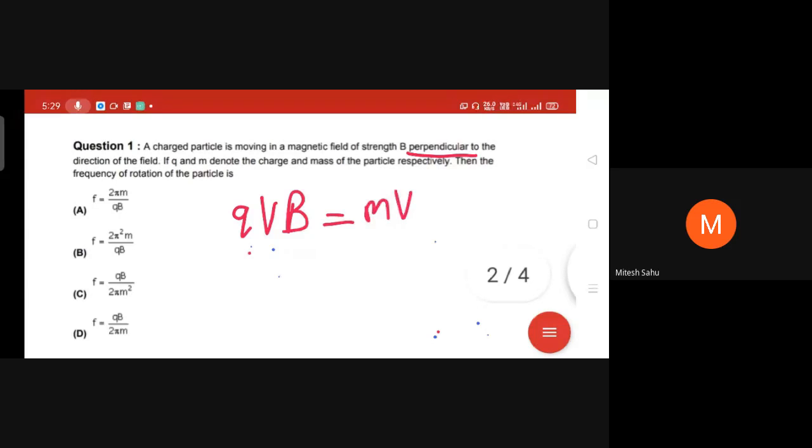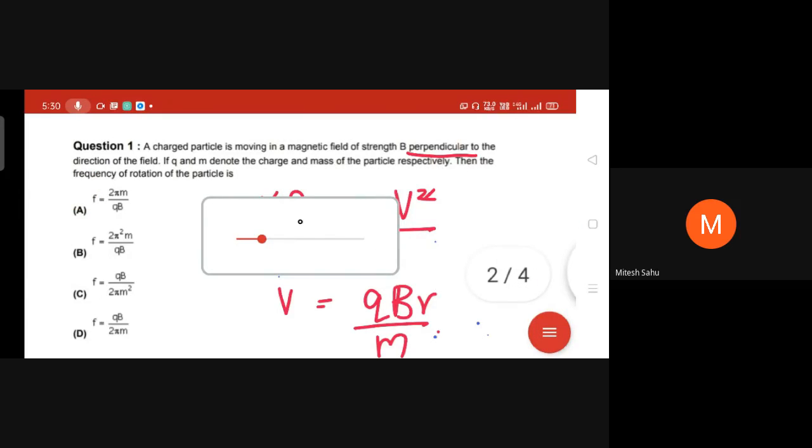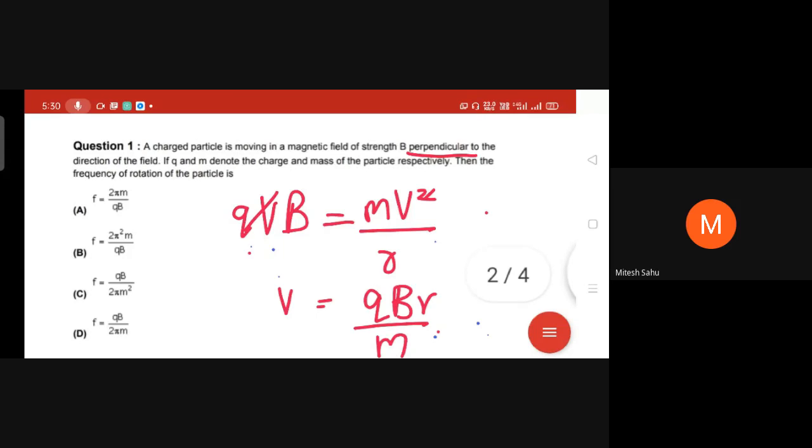Centripetal force is given by the expression mv squared upon r. Here the terms get cancelled, and for v we get QBR upon m. What we have to calculate here is frequency. The reciprocal of time period is frequency. Since the particle is moving perpendicular to the direction of the magnetic field, it describes a circular path. If v is the velocity of the particle, then the particle will travel 2 pi r distance in time t. So 1 upon t is frequency, and 1 upon t will be v upon 2 pi r. We have to calculate 1 upon t, the reciprocal of time period, frequency.